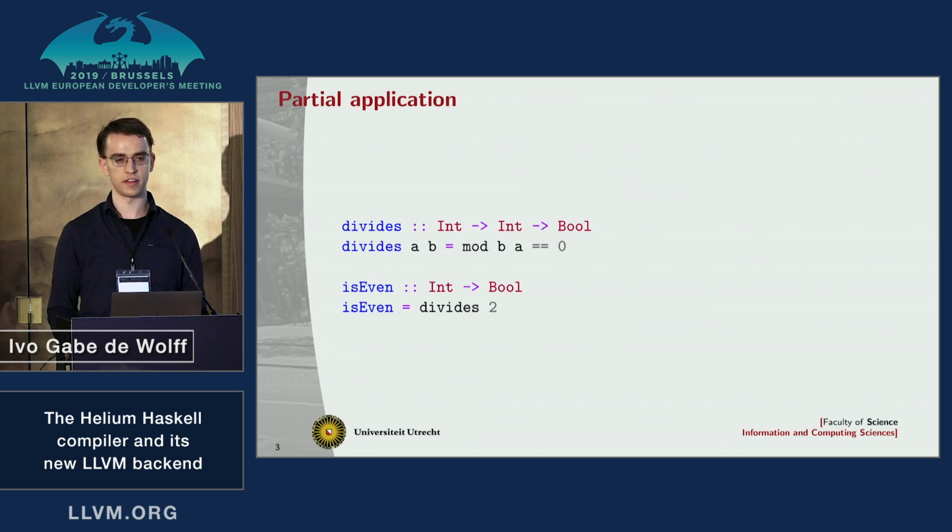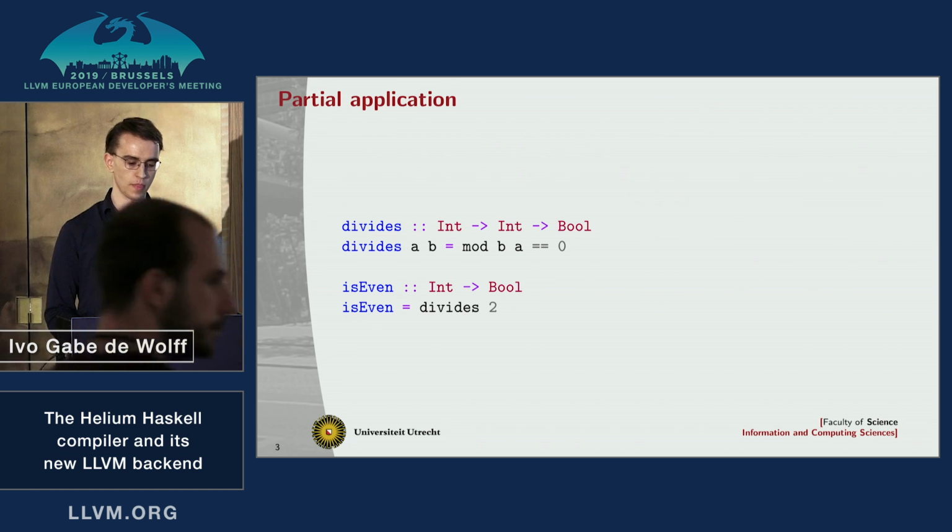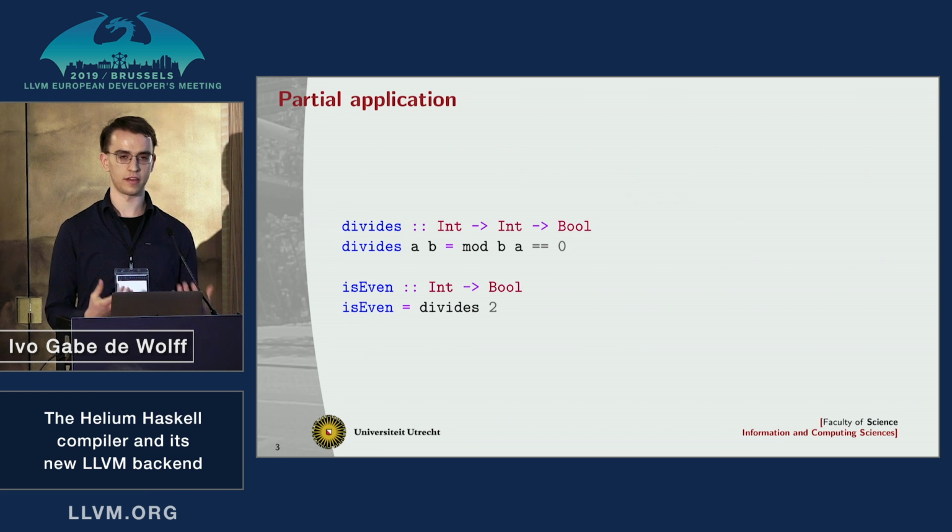So consider you want to write a function which checks whether some number divides some other number. Then we can write it like this in Haskell. So we start by giving a type signature and saying that the function expects two integers and returns bool. And we can then write the implementation of the function by giving the two arguments on the left of the equal sign and an expression on the right.